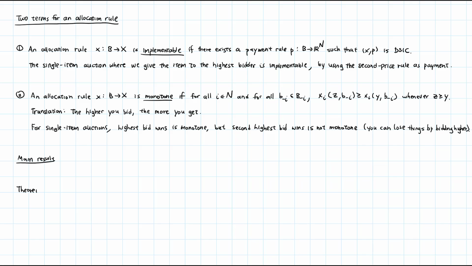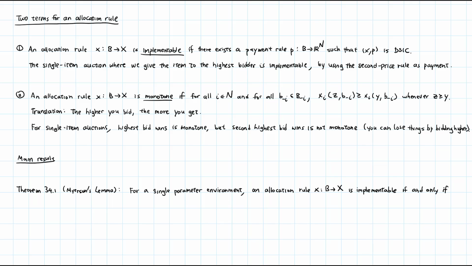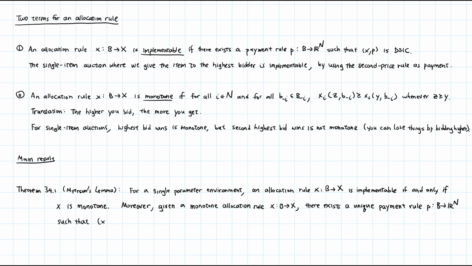We are now ready to state Myerson's lemma. For a single parameter environment, an allocation rule is implementable if and only if it is monotone. Moreover, given a monotone allocation rule x, there exists a unique payment rule p such that xp is DSIC, and the payment pi of b is 0 whenever the bid bi is 0. We will prove this theorem for some special cases in the next lecture.